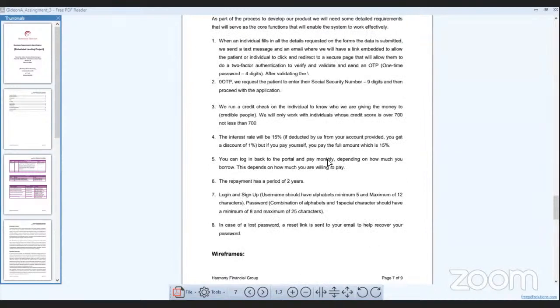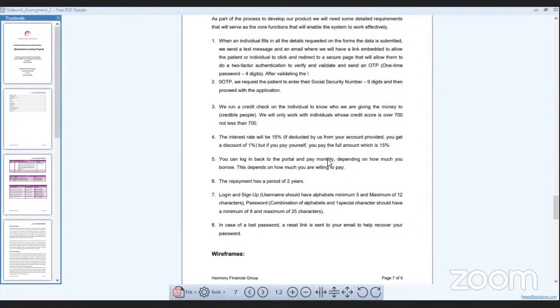When an individual fills in all the details requested on the forms, the data is submitted. We send a text message and an email where we will have a link embedded to allow the patient or individual to click and redirect to a secure page that will allow them to do a two-factor authentication to verify and validate and send an OTP, one-time password that will be 4 digits.